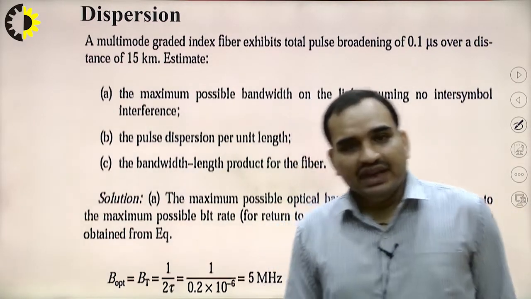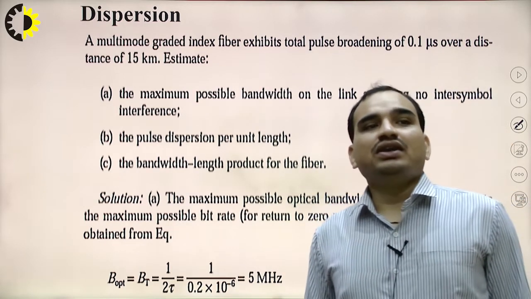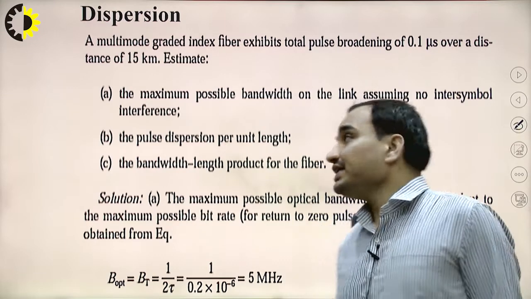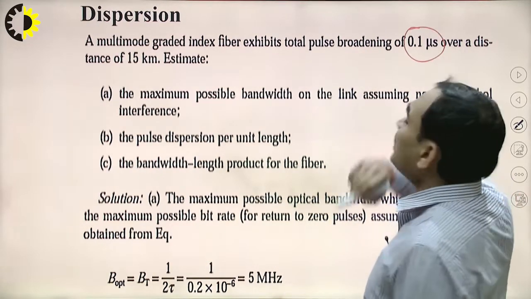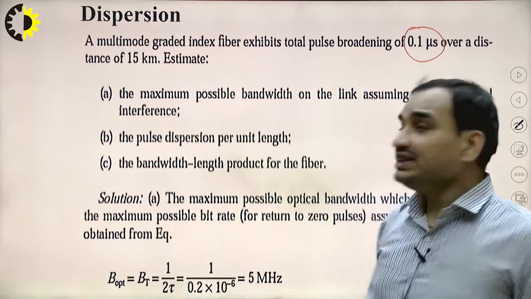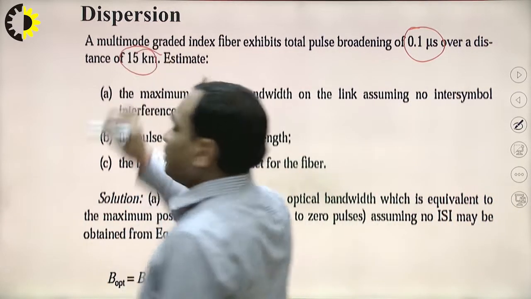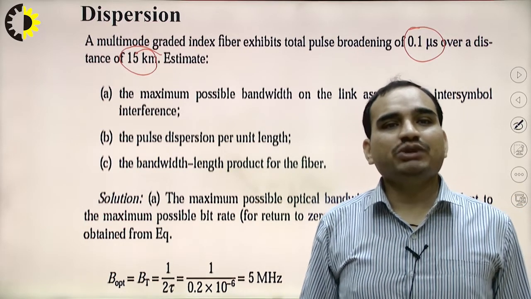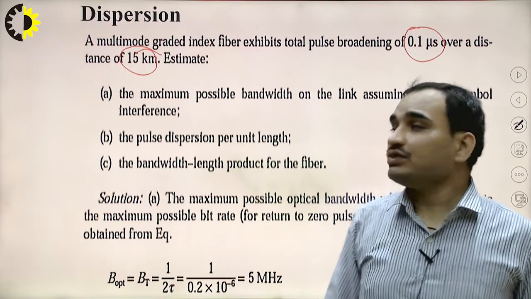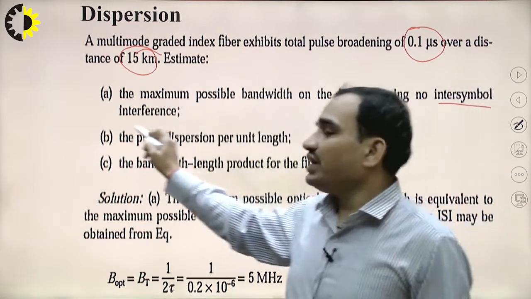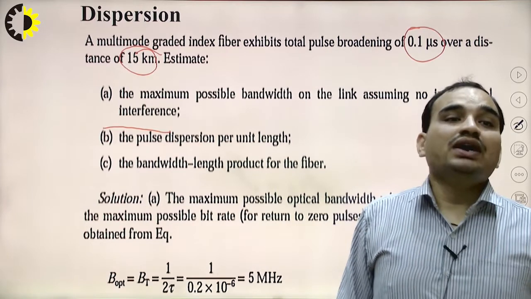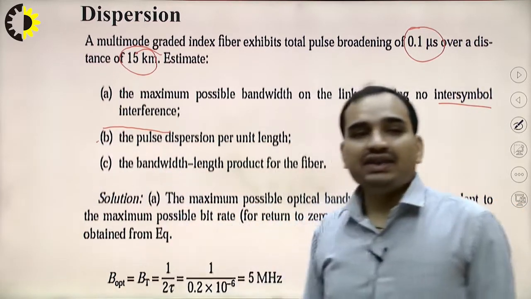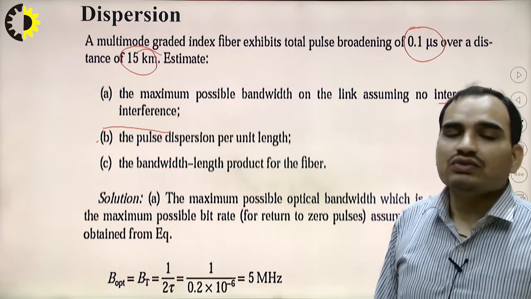So, there is one numerical based on the calculation: a multi-mode graded index fiber exhibits a total pulse broadening of 0.1 microseconds over a distance of 15 kilometers. We have to estimate the maximum possible bandwidth on the link assuming no inter-symbol interference. So, without ISI, we have to calculate the maximum possible bandwidth, then the pulse dispersion per unit length, and the third one is the bandwidth length product for the fiber.